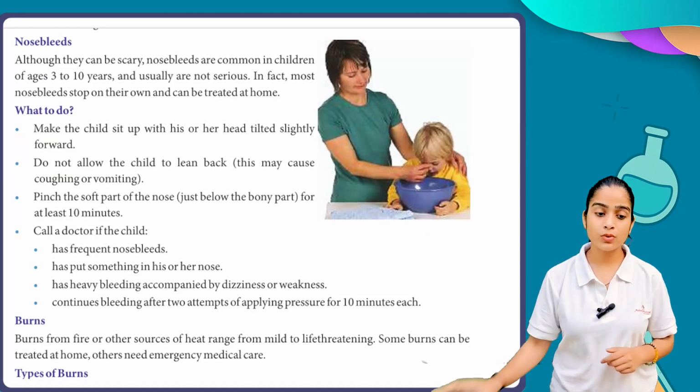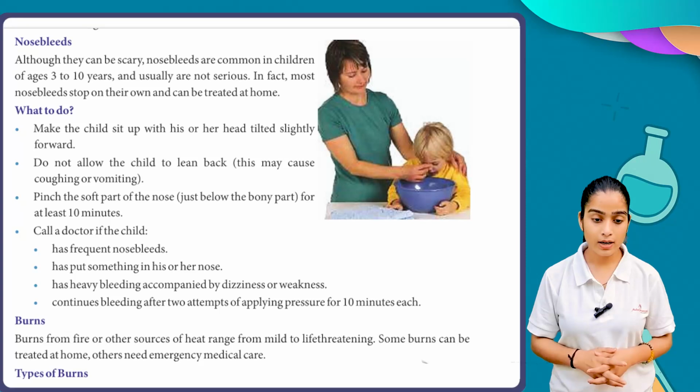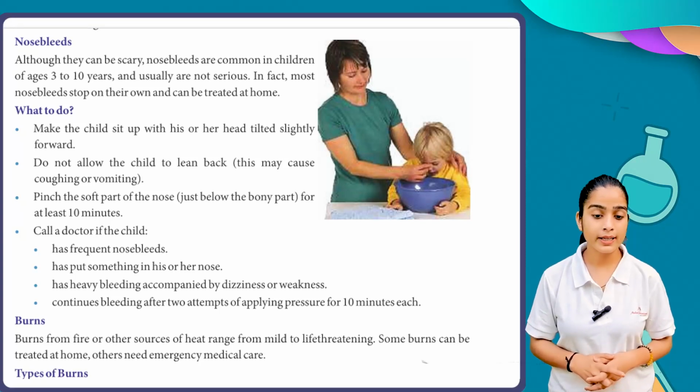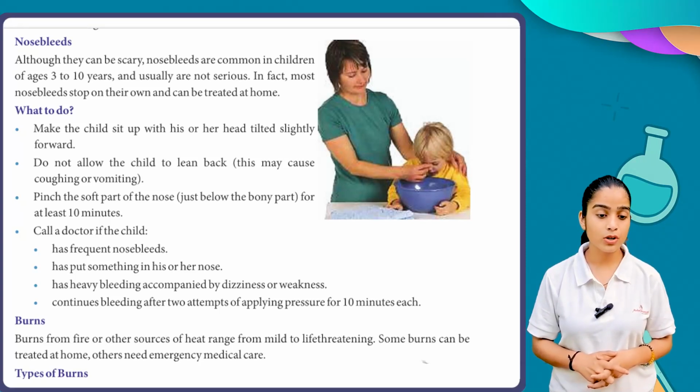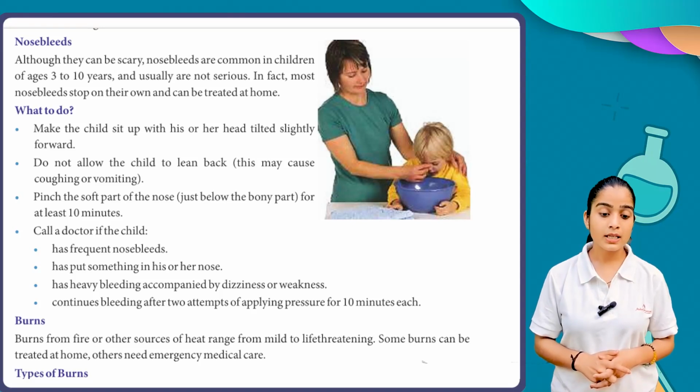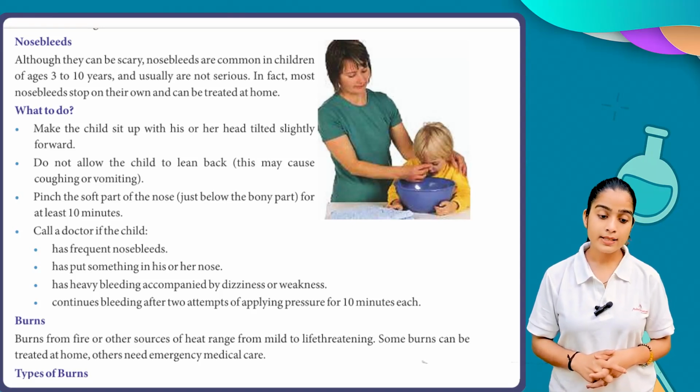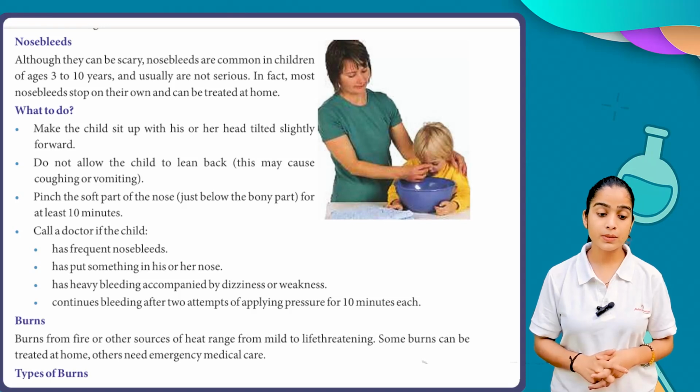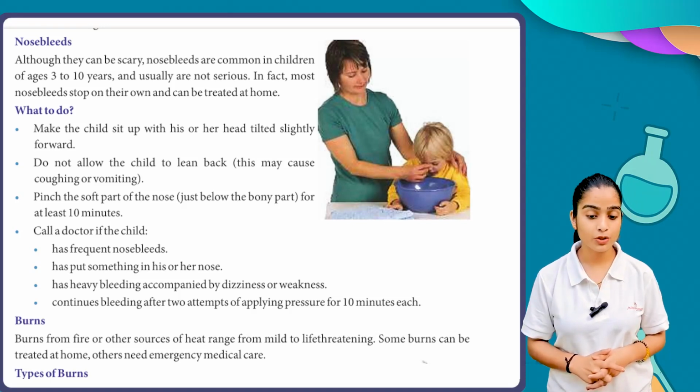So what you have to do is make the child sit up with his or her head tilted slightly forward. Do not allow the child to lean back. This may cause coughing or vomiting. Pinch the soft part of the nose just below the bony part for at least 10 minutes. Call a doctor if the child has frequent nosebleeds, has put something in his or her nose, has heavy bleeding accompanied by dizziness or weakness, or has continuous bleeding after 2 attempts of applying pressure for 10 minutes.